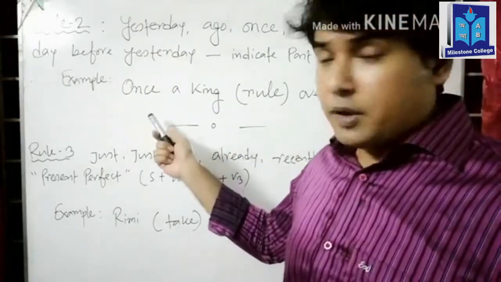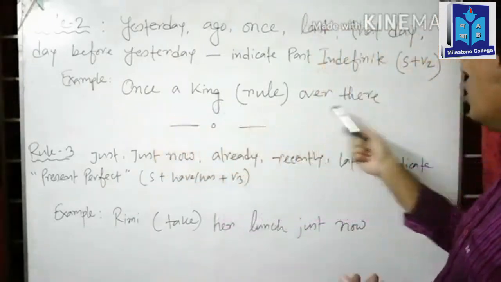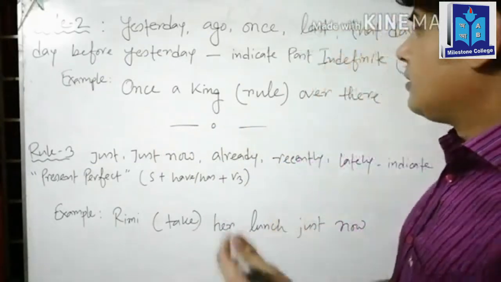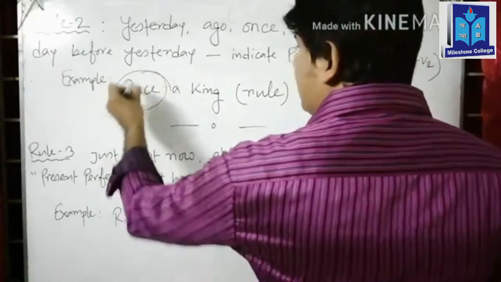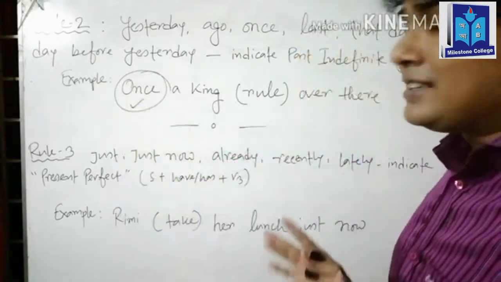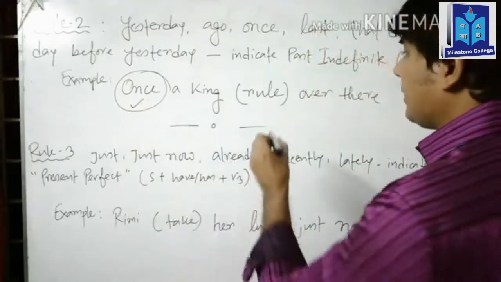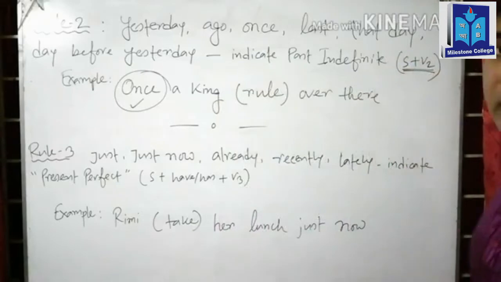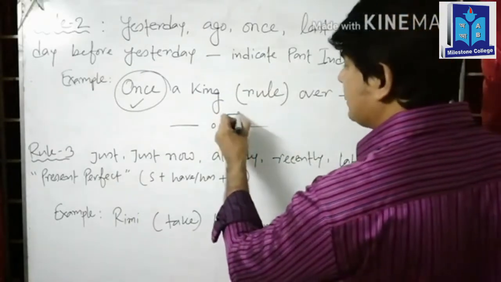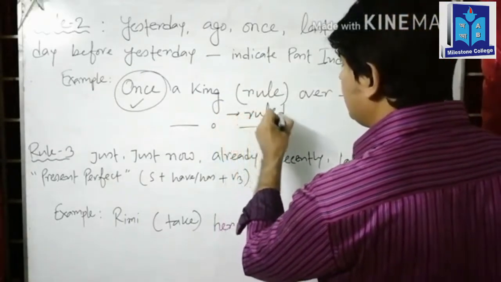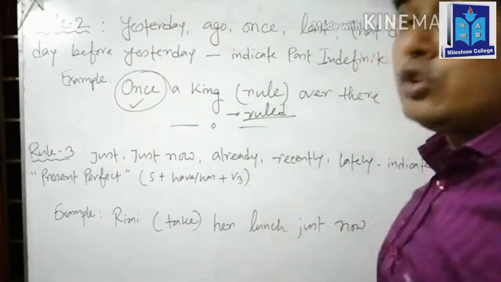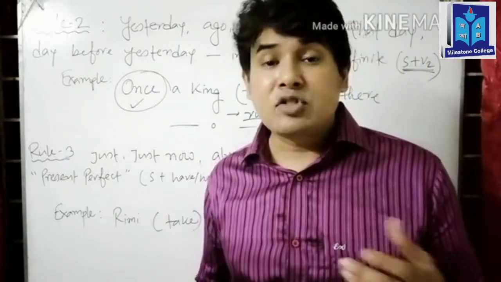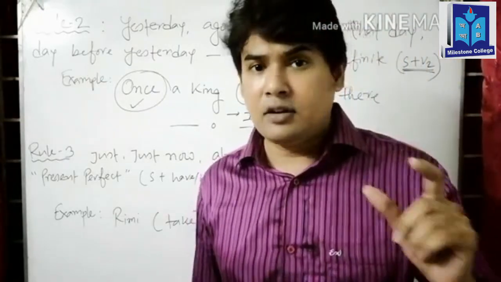Okay, let's see an example. Once a king ruled over there. So what will be the answer? I think you have already got it. Once is the key word there, and this word indicates the sentence as past simple. As we have already learned, after the subject you have to give the past form of the verb. So let's see the answer. R-U-L-E-D. So ruled over there. This is the answer. And remember one thing, in your exam script you have to write down only the answer, not the whole passage.